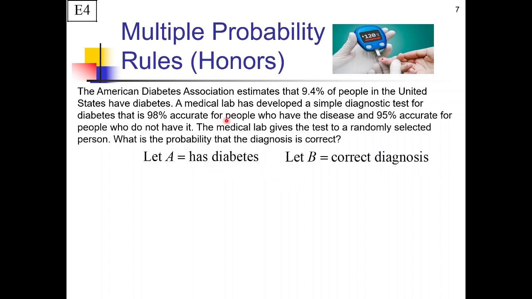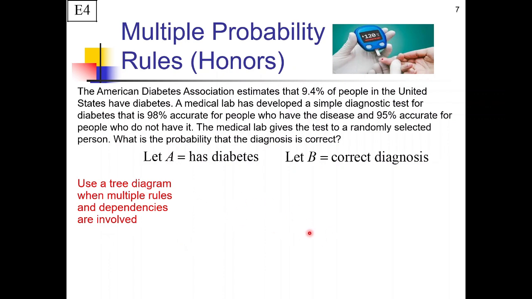So you can see here, just based on these different percentages, that event B is going to depend on event A. If we have diabetes, then we have to do something for B. If we don't, then we have to do something different. And we've got multiple sorts of things going on. Because if you're asking for the probability of a correct diagnosis, you're asking for the probability that the people who have diabetes get the right diagnosis, but also the probability that the people who don't have it get the right diagnosis. When you have multiple rules and dependencies going on, a tree diagram can often be helpful.